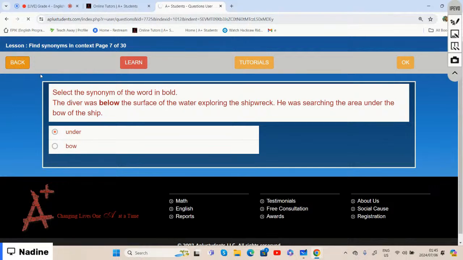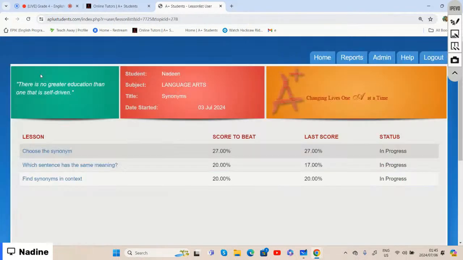All right, so this is the end of our lesson on synonyms. We said synonyms are words with the same meaning or words with almost the same meaning, right? And we said that even if we were to substitute the word with a different word that is the same as the word, then the meaning of a sentence will still stay the same. So this is the end of our lesson.